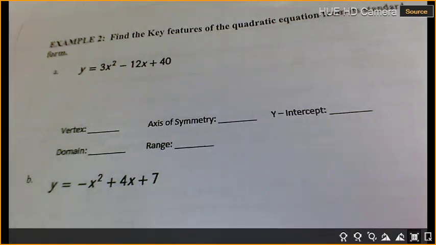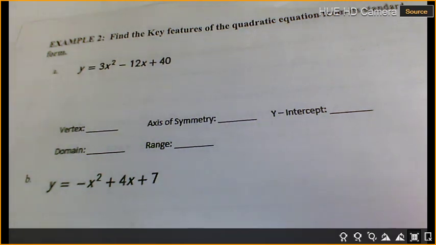What one of these can we answer: the vertex, axis of symmetry, or y-intercept? Which one do you want to do first? So, all we did was turn the paper over. We're doing the exact same thing.